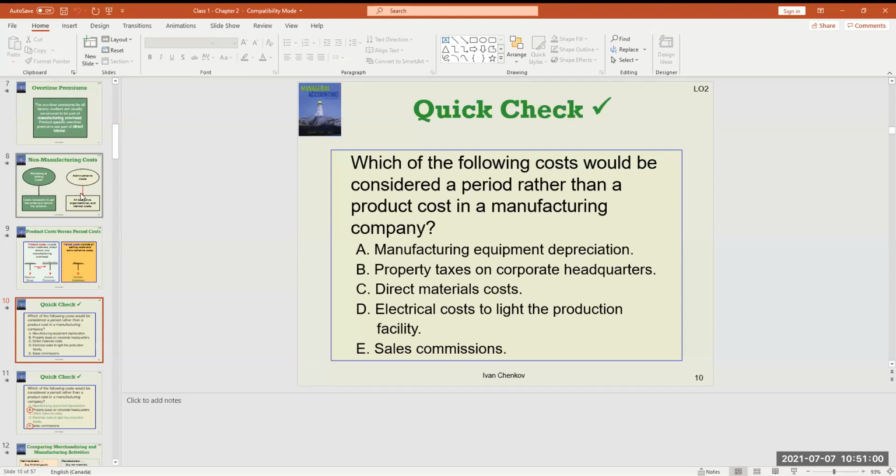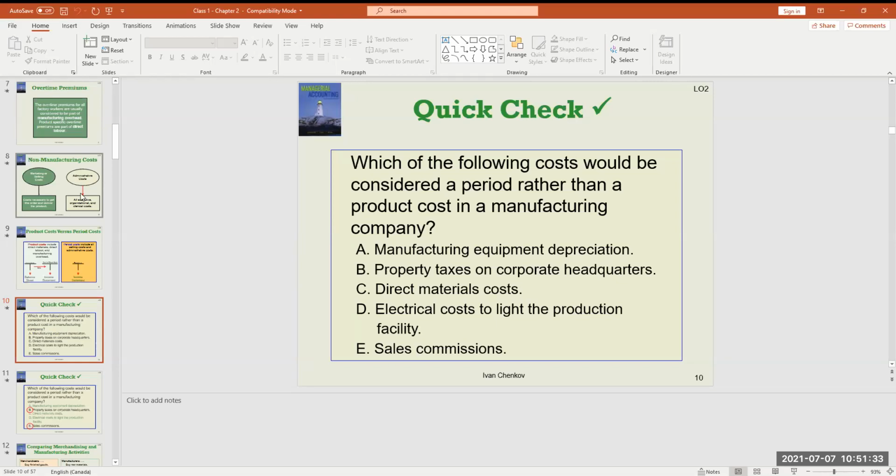Next one. Electrical cost for the lights and production facility. Product cost. Why? Because it's for the production facility, for the production of them. Yes, it says production facility. So once it's related to production, that means it's product cost, right? Okay. Follow the terminology, please. The last one is the sales commission. It's a period cost, yes.